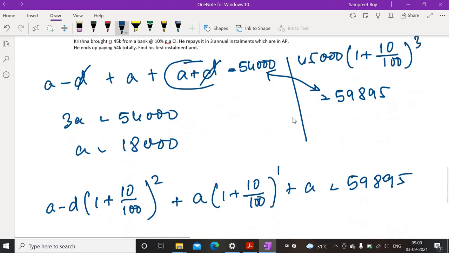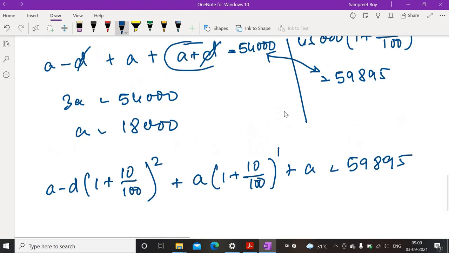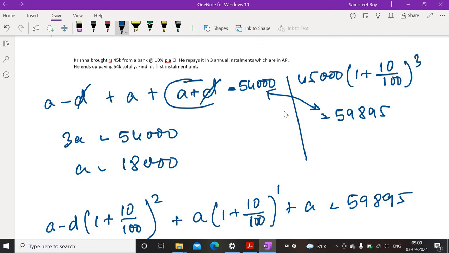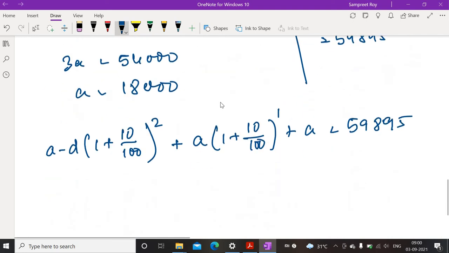So that is why, if I were to calculate the total amount, which I could calculate like this, 45,000 into (1 plus 10 by 100) power 3, I could have calculated this in this way also: first installment into the number of years left, plus second installment into the number of years left, plus third installment equals total amount.